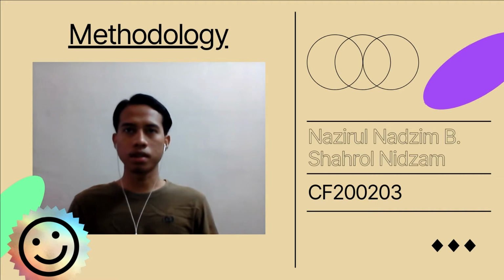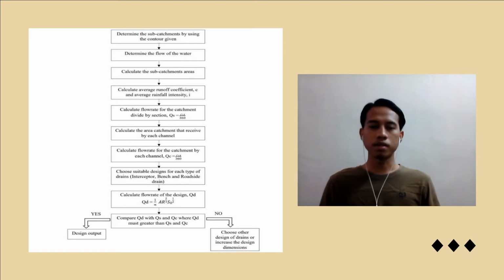So now I will explain to you about the methodology in our project. There are several methods that we use. This is the first method, to find the flow rate of design, that is QD. The first step is we need to determine the sub-catchment by using the contour given. The second step is we need to determine the flow of the water by picking the highest contour. Next we need to calculate the sub-catchment area depending on its shape, either square, trapezium or other.